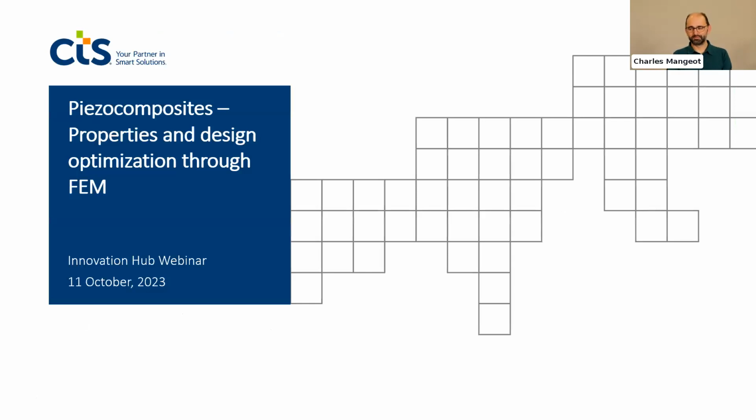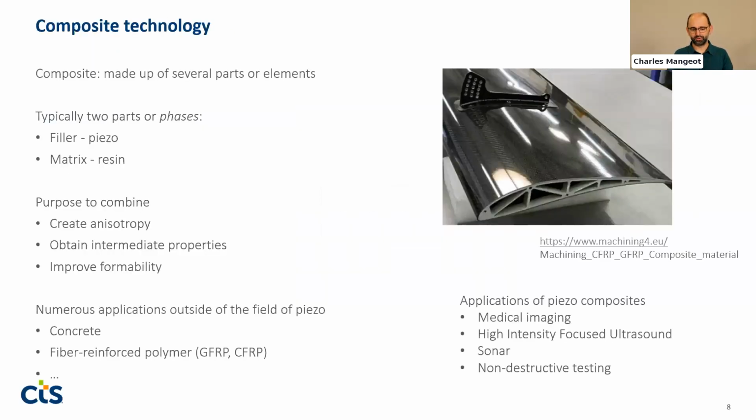All right, so let's start. I'd like to say a few words about composites to start with. What we call a composite is a material that is made up of several parts or elements. Typically, when we talk about piezocomposites, we are talking about a piezo component, which is sometimes referred to as the filler material, and a matrix material, the resin.